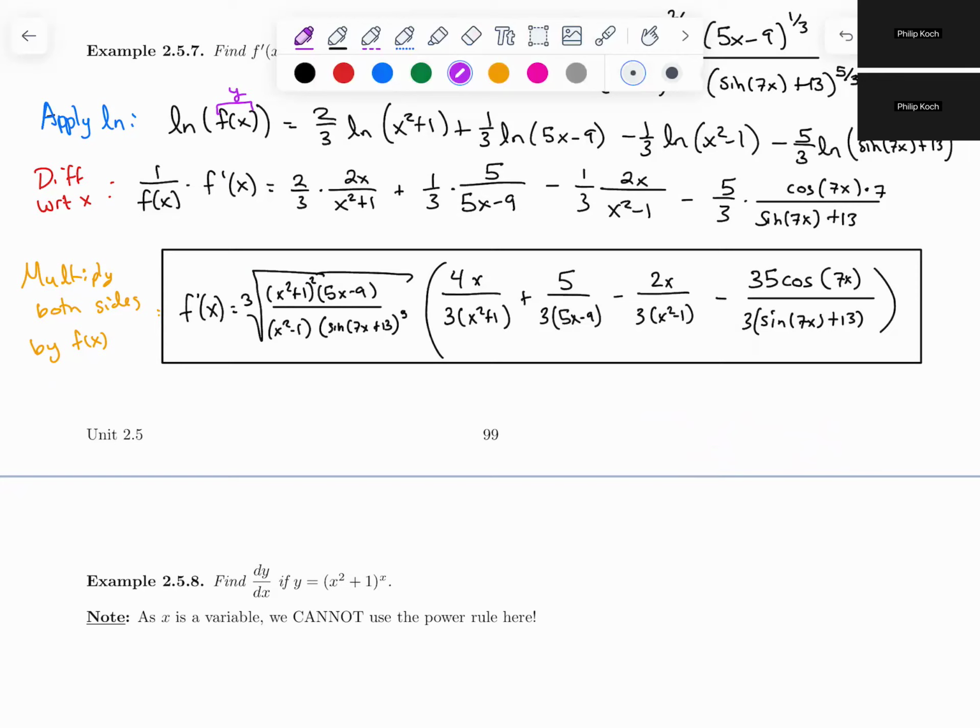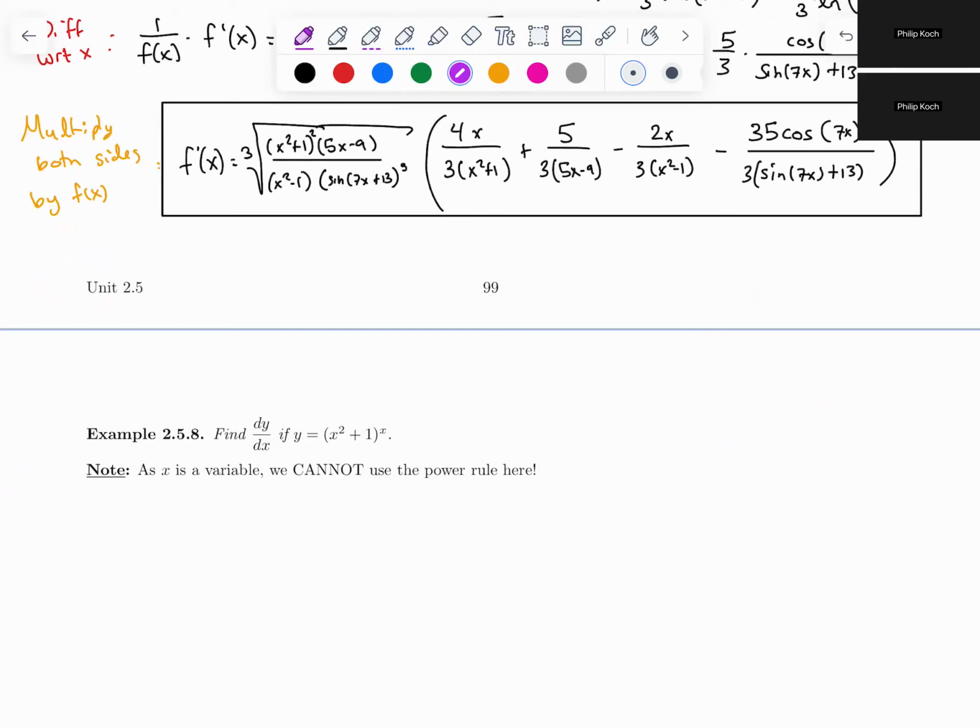All right. Next thing, the other reason why logarithmic differentiation is very, very useful is for situations such as this. Find the derivative of y equals x squared plus 1 to the x. Now, x is not a number, it's a variable. So the power rule cannot work here. The power rule only works if it's a finite number, like 1, 2, 10, pi, square root 2. But since this is x, we cannot do that. If you go back to unit 2.2, you'll see that the definition is x to the n, where n is some number, and x is not a number, it's a variable.